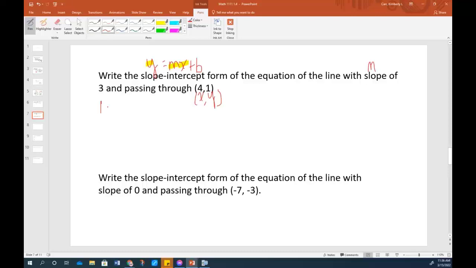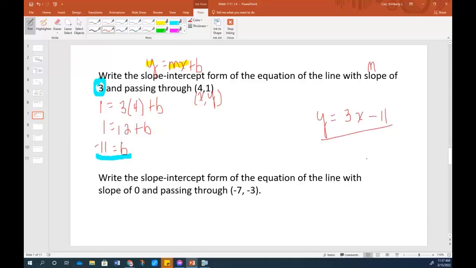So I have my y value given equals m times the x value given plus b. So if we subtract 12 from both sides, I get -11 equals b. So now I know what b is. I already knew my slope, so now I'm ready to write my answer. y equals 3x plus a -11, which is the same as minus 11. And that's the answer.